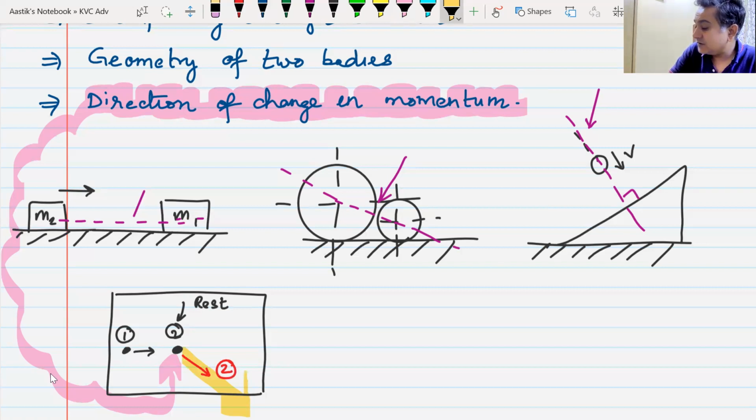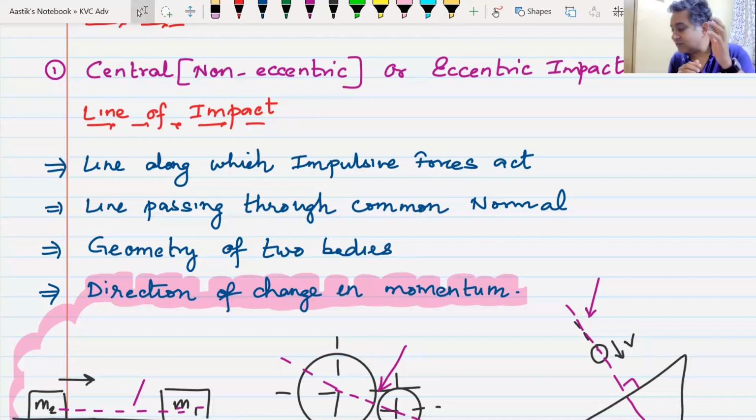Now the heading of this classification was central impact or eccentric impact. Now, what do you mean by this central impact or eccentric impact? We will not be dealing with eccentric impact now, but you'll have to understand the difference between a central impact and an eccentric impact. What is this central impact or eccentric impact?